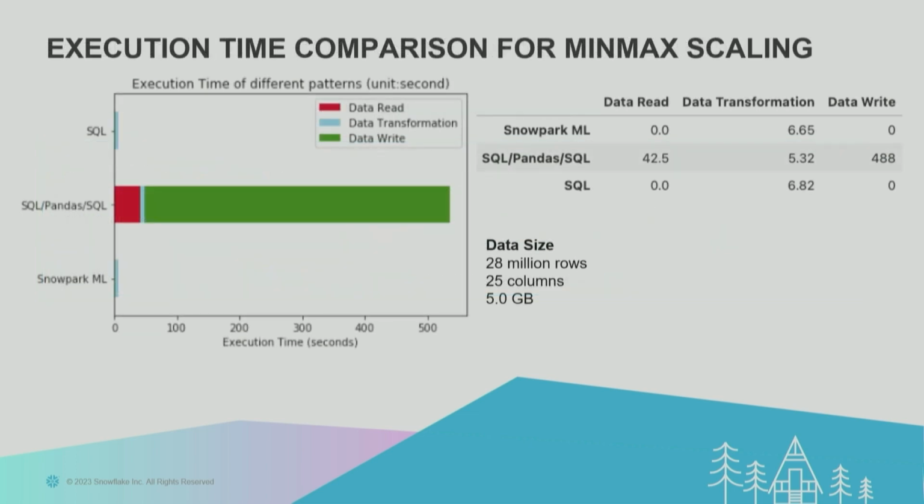Here's a performance comparison. As you can see, when we're using Snowpark ML or natural SQL, because we eliminated data movement costs, it's much more efficient. You see, the majority of time with pandas and scikit-learn has been spent moving data out, putting it back, and saving the data back in. And this task was done with 28 million rows, 25 columns, and a 5 gig data set size.